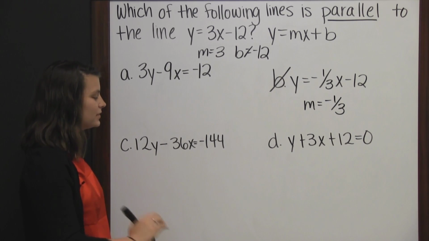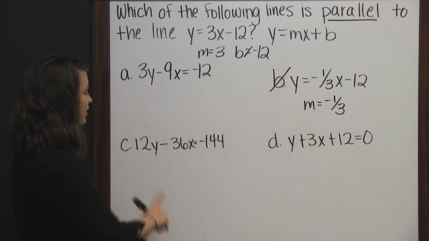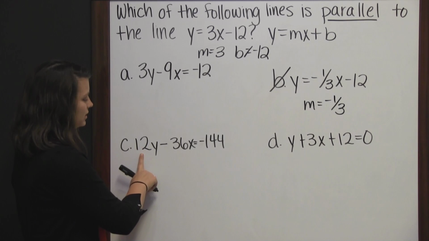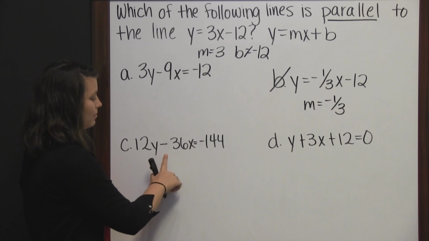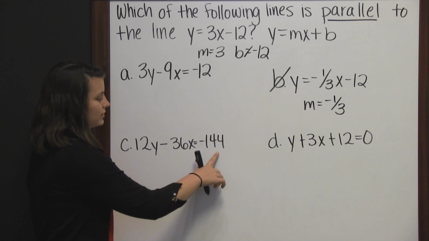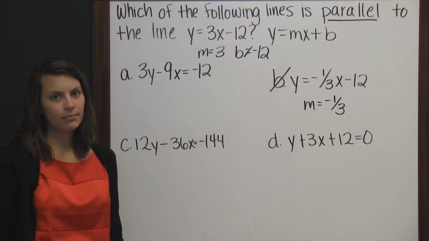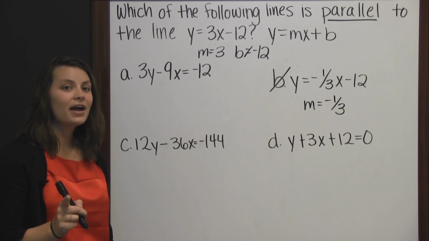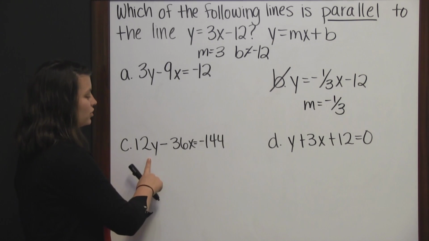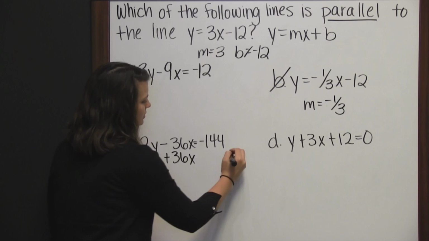C. This equation is not in slope-intercept form. It's in standard form, or close to standard form, by minus ax equals c. And since it's not in slope-intercept form, we do not know the slope of this line. But we can find the slope of this line by transforming it. The first thing we need to do is add 36x to both sides.